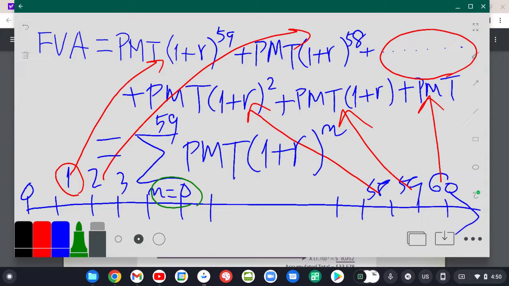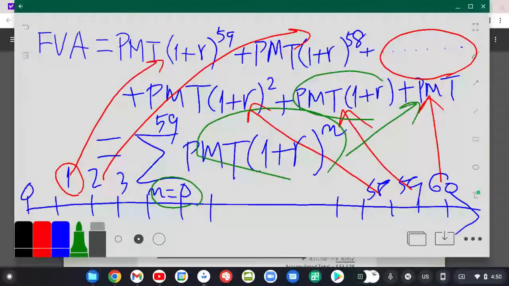So if n is 0, the whole thing becomes just payment. If n is 1, it becomes this. If n is 2, it becomes this. If n is 59, it becomes this, right? So this is a truncated expression that can capture everything. But this is not a formula. In other words, it doesn't really help you actually calculate it. This is only an expression.